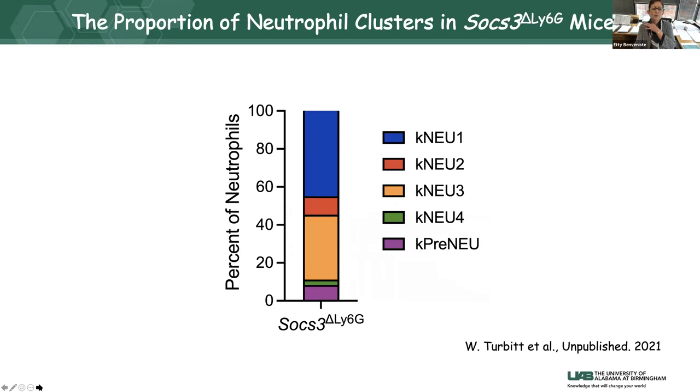And just as a preliminary experiment, using the flow sort that he devised originally, looking at neutrophils from the mice deficient in SOX3 specifically in neutrophils, Bill is also able to enrich for the NU1 and NU3 clusters.